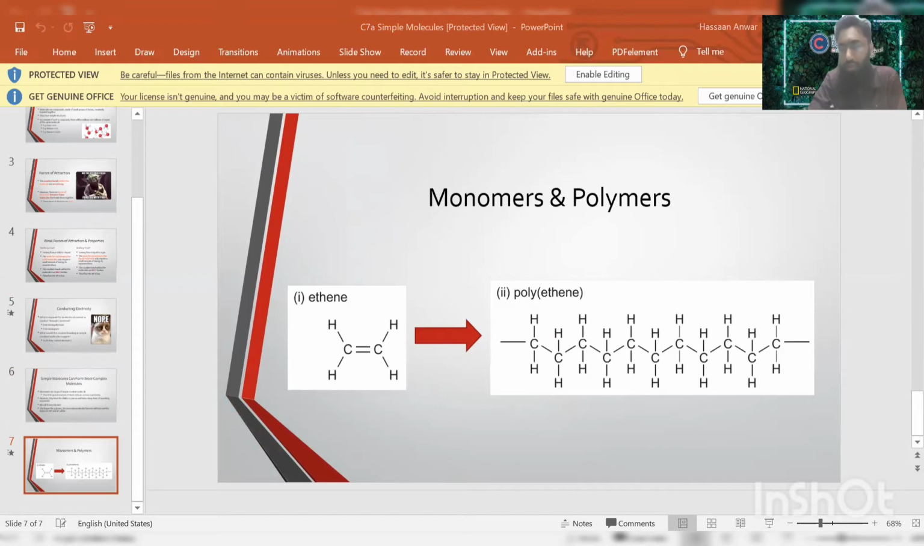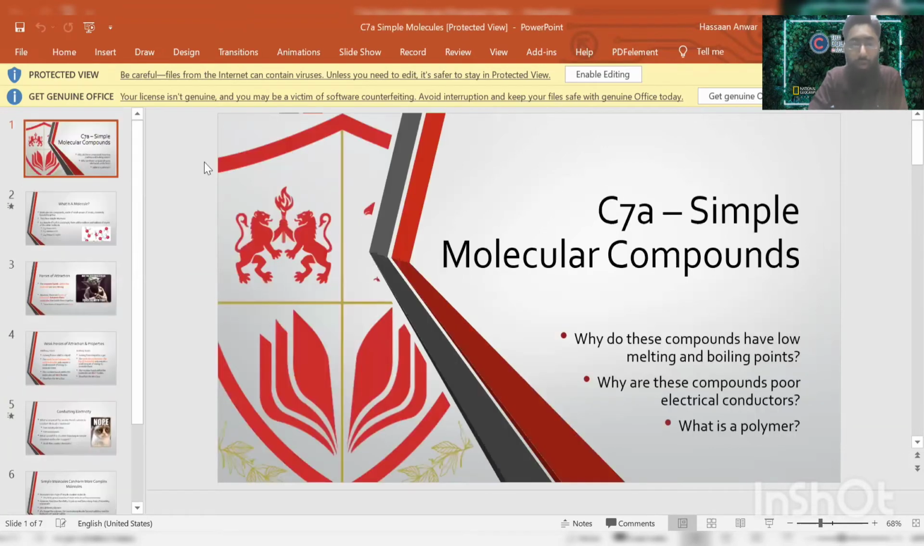Before answering this question, just read that slide to make our concept clear about melting and boiling points and forces of attraction. We have to read just a few slides from here to make our concept clear. This is the topic. The topic is simple molecular compound.